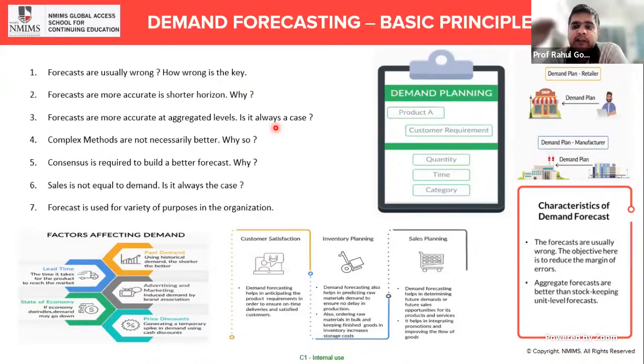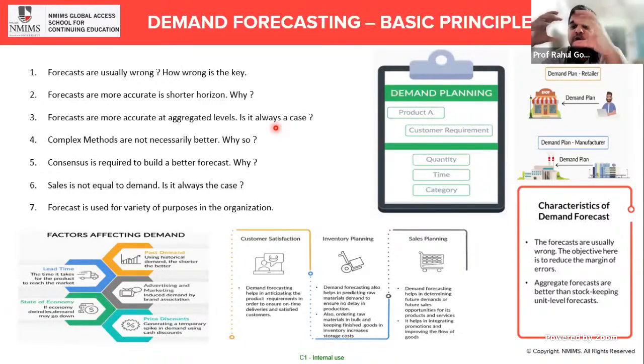But if Delhi, Bangalore, and Mumbai are starkly different, and they demonstrate very different behavior in terms of trend, in terms of seasonality, then it makes sense to forecast them at their individual level, because it will give a better forecast for each of these cities and also at an overall level.